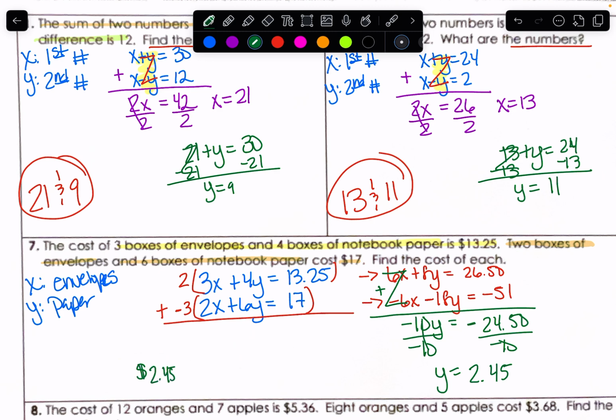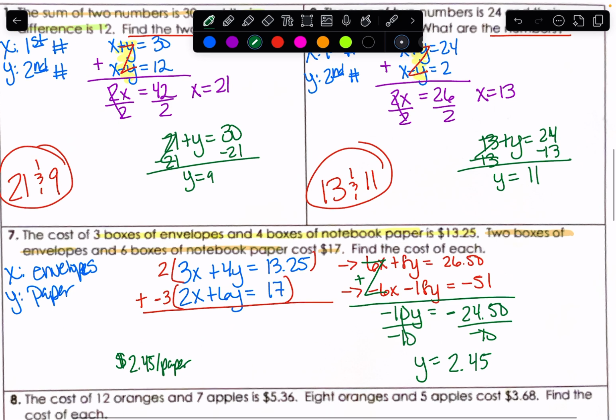So that means that my paper is $2.45. All right, so now that I know the cost of my paper, we need to figure out the cost of the boxes. So let's just substitute or replace that value of y into one of the equations to figure out x, okay? I'm going to choose to use this one, but you can choose whichever one you want. Does not matter, okay? So I'm going to say 2x plus 6 times 2.45 equals 17.